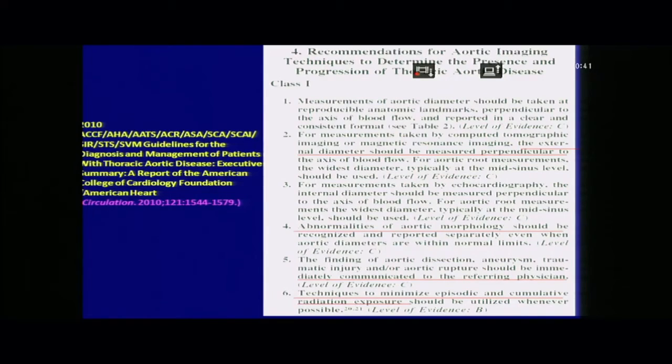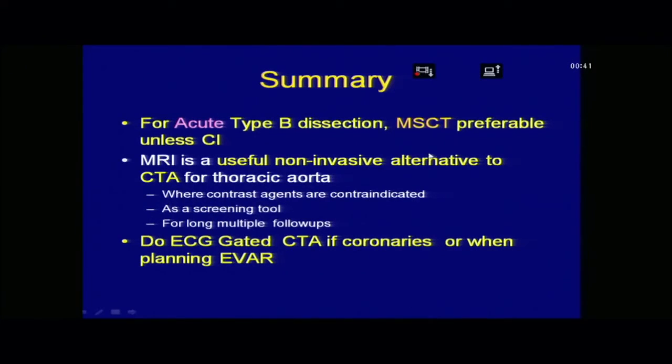And if there is a complicated aortic dissection, then it is important that radiologists make sure that the physician is immediately communicated the findings. We also phone the surgeon and tell him that we have a patient who needs immediate treatment, and the patient is taken up. The other thing, where the level of evidence is obviously B, is that you have to make sure that you minimize the episodic and cumulative radiation exposure. So use MRI for the follow-ups and CT for the acute cases. So for the acute, do CT unless contraindicated.